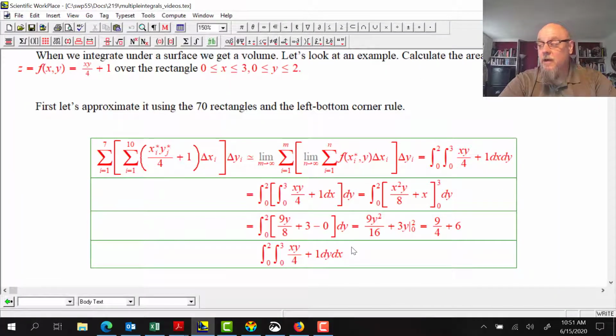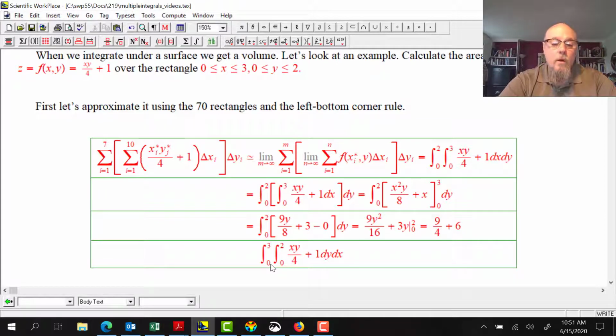Oh, but I got to be careful. I'm integrating with respect to y first. Y doesn't go from 0 to 3. Y goes from 0 to 2. So I need to switch the endpoints. The inner integral has to do with the dy. The outer integral has to do with the dx. So this is x equals 0 and x equals 2.